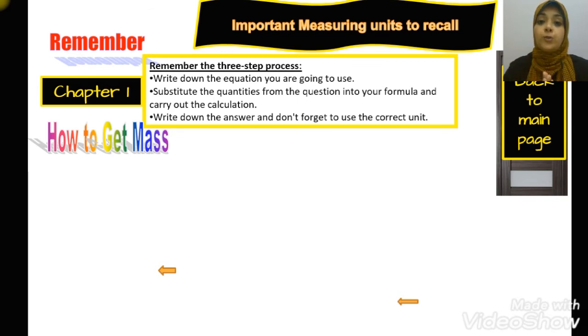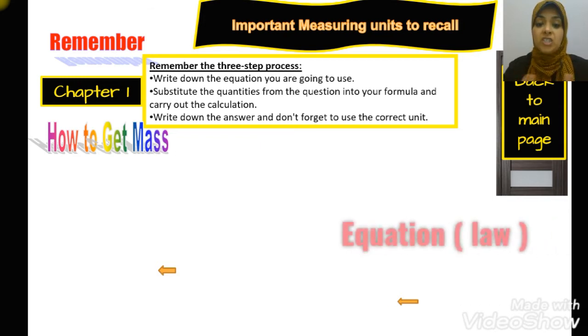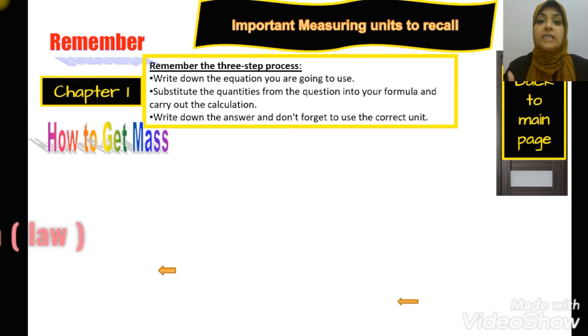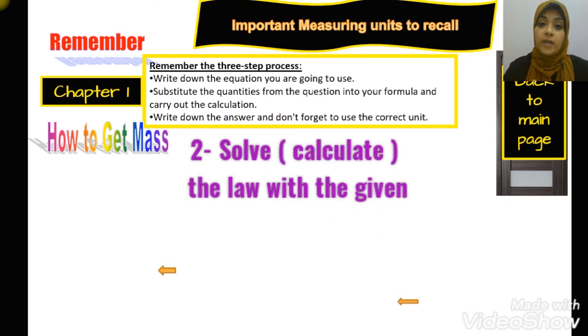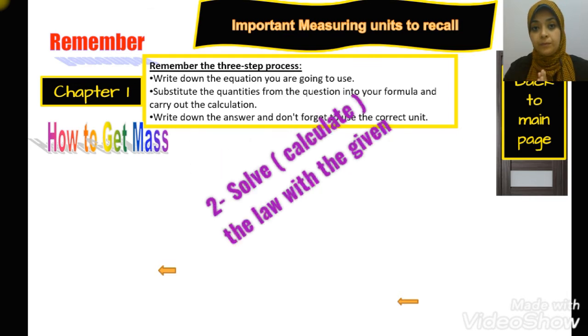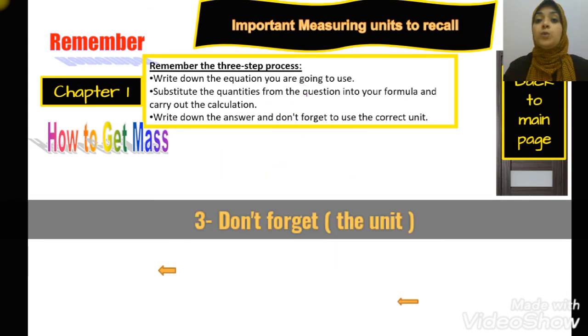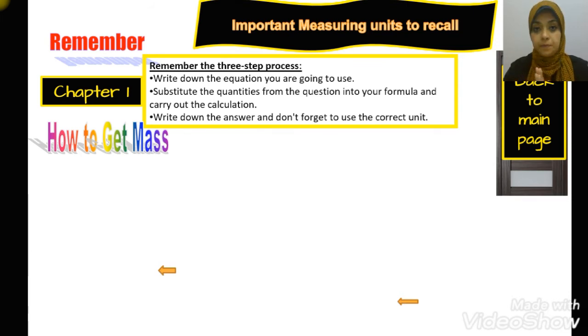Number 2, we have to write the suitable rule or the equation or the law that can solve the problem. So we will choose the suitable law or rule or equation to solve this problem. Then we have to write the given inside the equation to calculate it. Number 3, we must never forget to write the suitable unit.